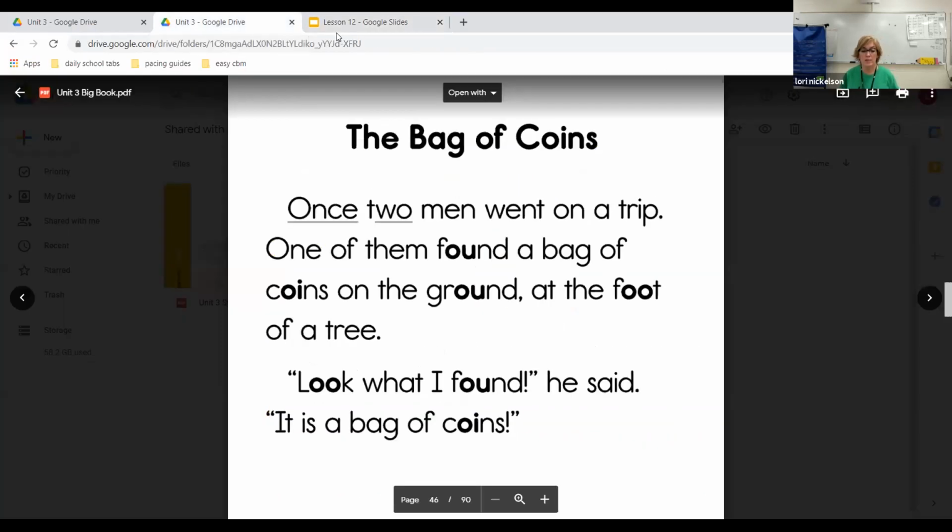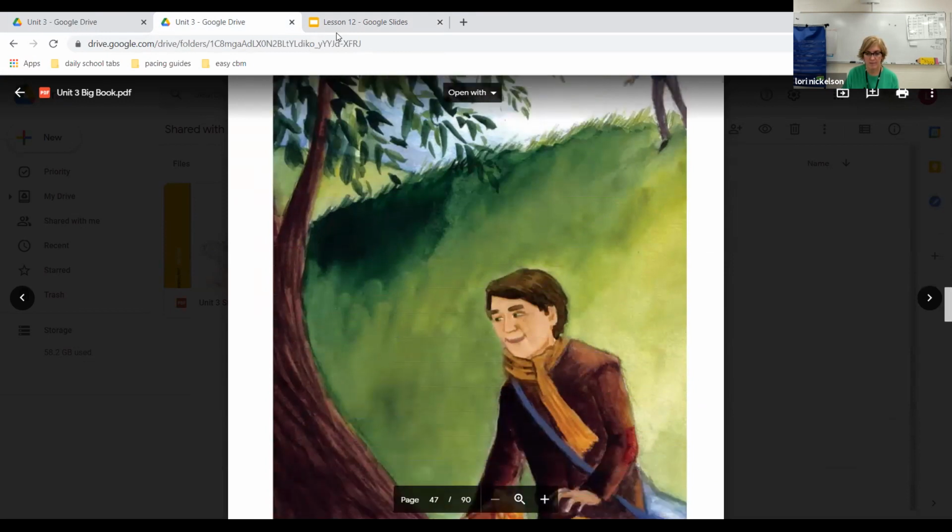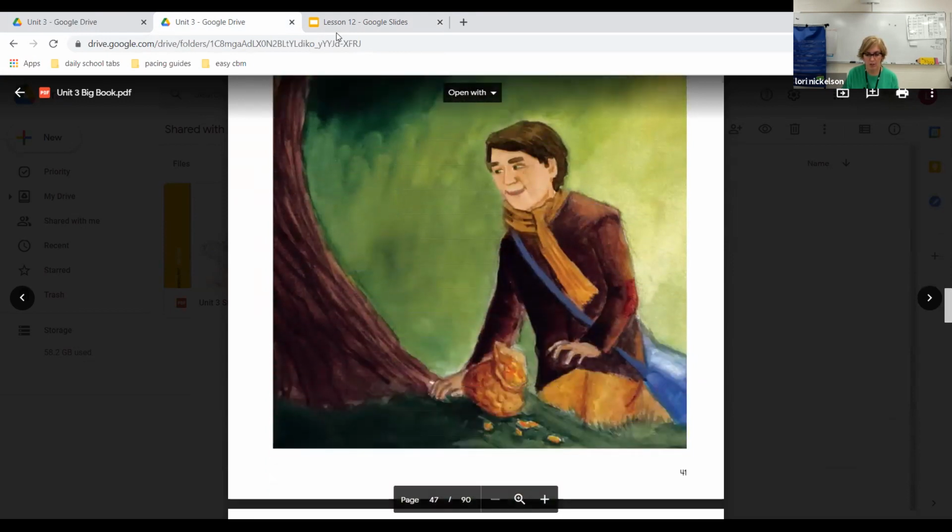The bag of coins. Once 2 men went on a trip. One of them found a bag of coins on the ground at the foot of a tree. Look what I found, he said. It is a bag of coins. And there his other friend is coming down to look.